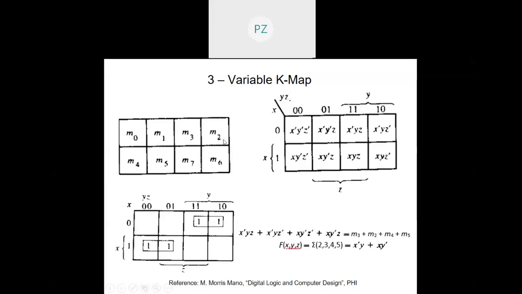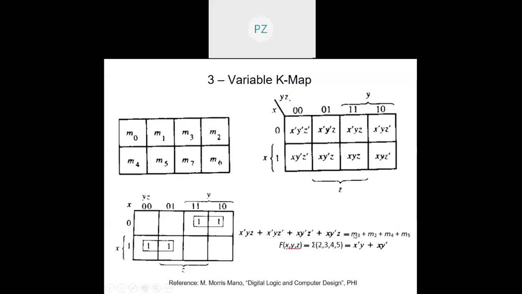So M2, M3, M4, M5, M6, M7. That is how we are going to number them. Now suppose I am given a function x'yz + x'yz' + xy'z' + xy'z, and I want to minimize this function.